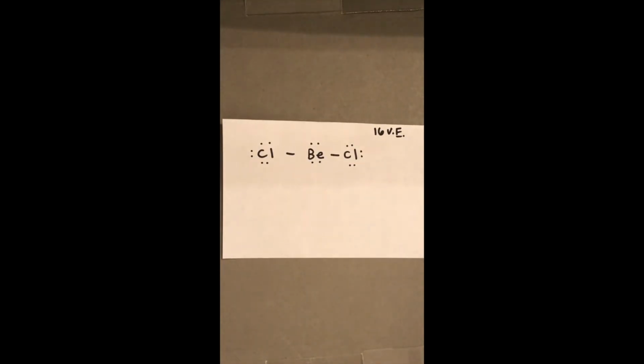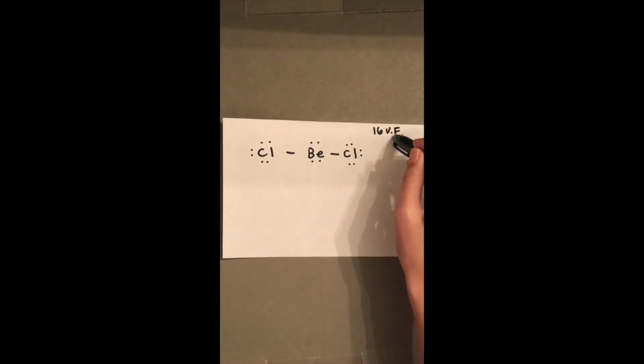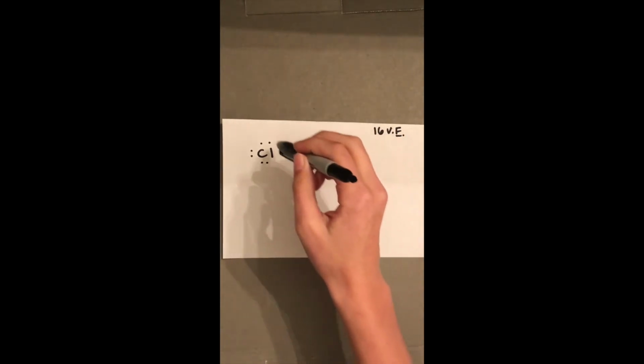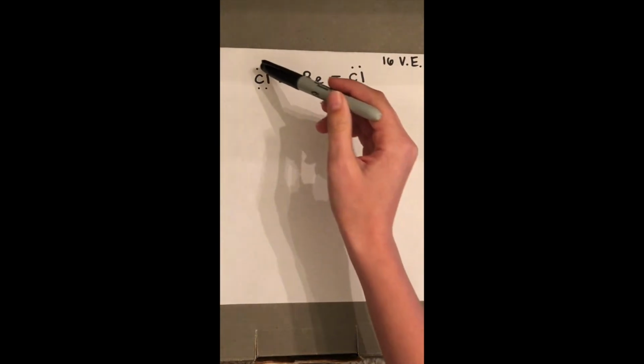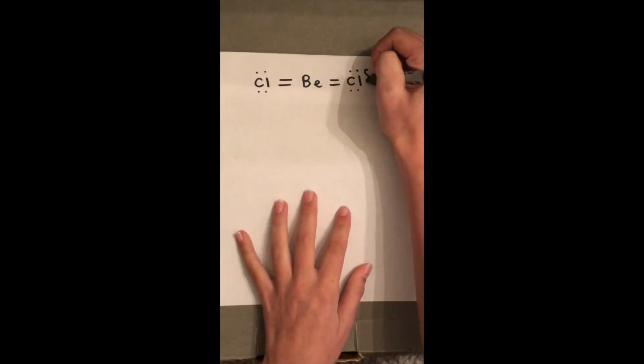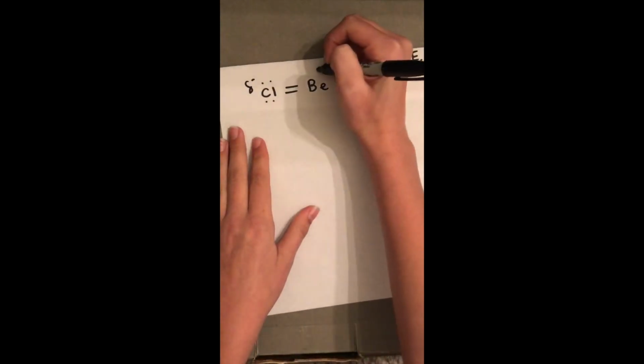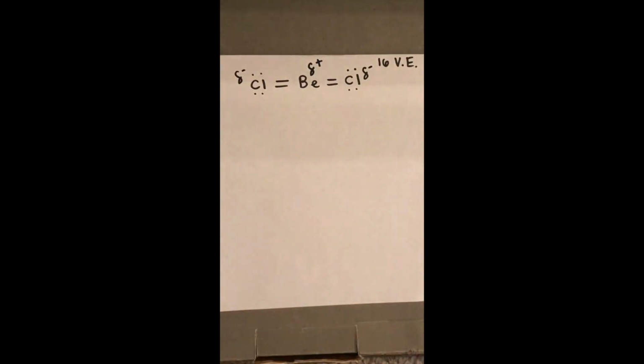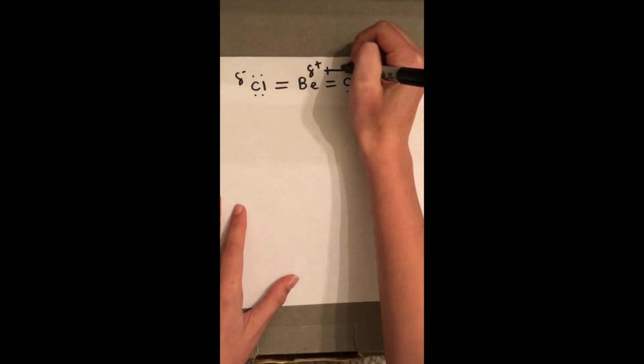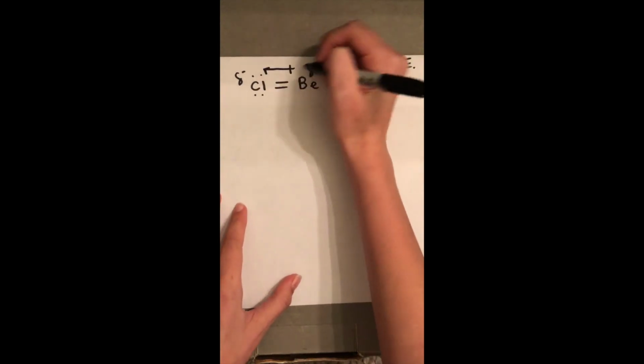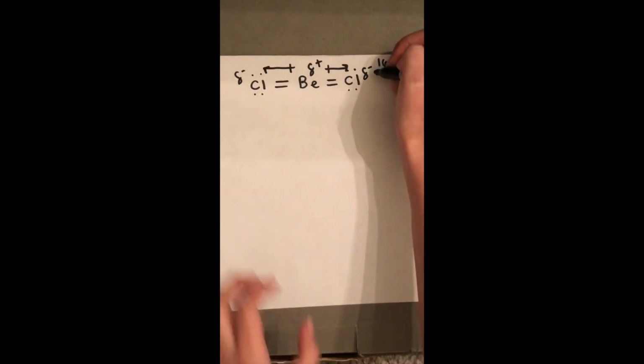This is the Lewis structure for BeCl2. There are 16 valence electrons, so 2, 4, 6, 8, 10, 12, 14, 16. And this has an octet. So Cl has a partial negative on it because it's the most electronegative. And so this has a partial positive. This means the bond dipoles will point like this because the positive side goes to the positive and the negative side goes to the negative.